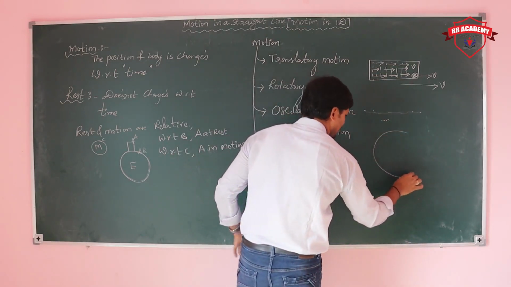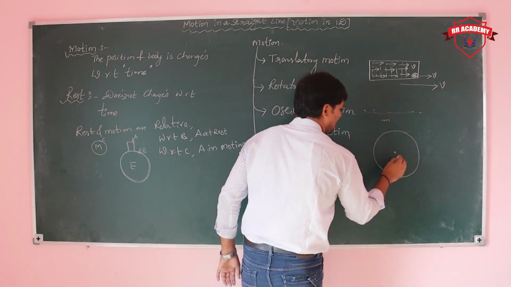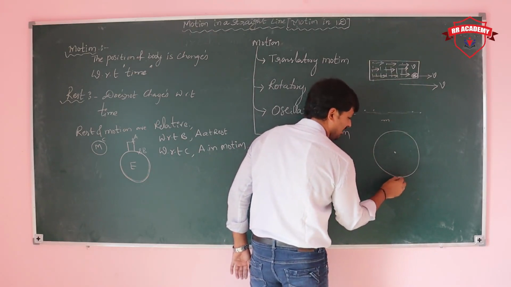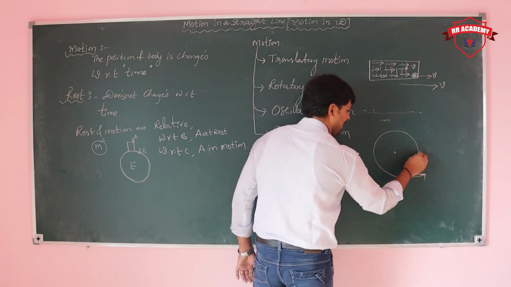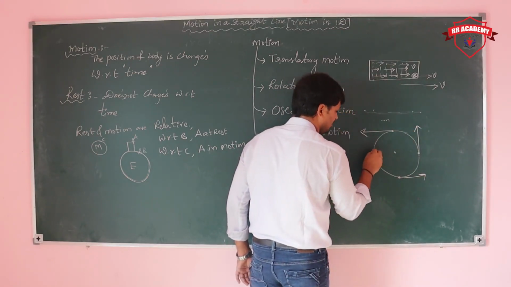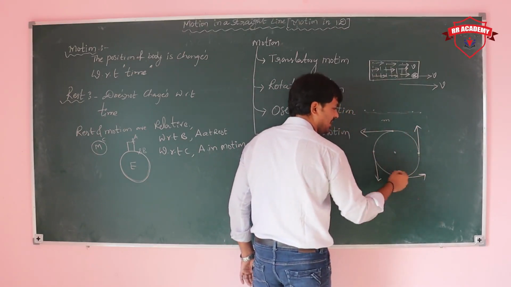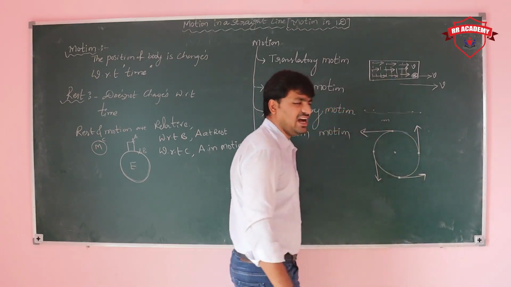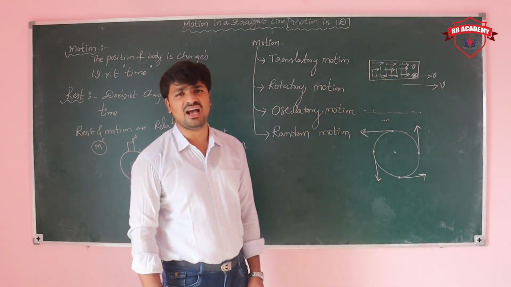Because you can consider a body is rotating about a fixed point. Then what happened? The particle at here having this direction. The particle at here having this direction. The particle at top, this direction. Four different particles are having different directions, different velocities, different accelerations.